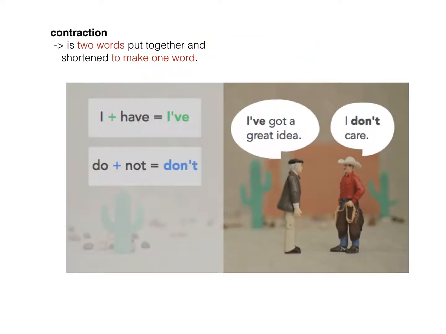A contraction is 2 words put together and shortened to make one word. Here we have an example. I have 2 words, I plus have. If you put them together to make it shorter, you will have I've. And then the next one, we have do plus not. We have don't. Now, do you notice anything about the words that we put together? What did we remove? What did we add?